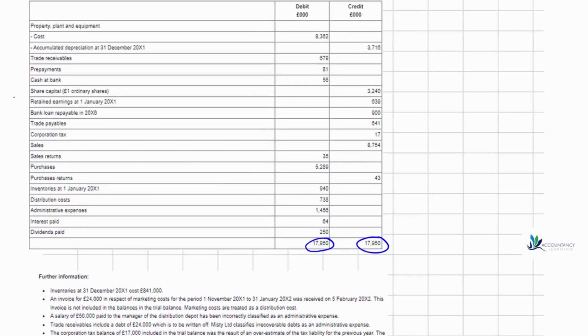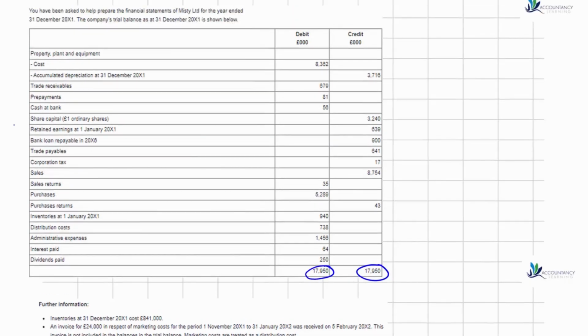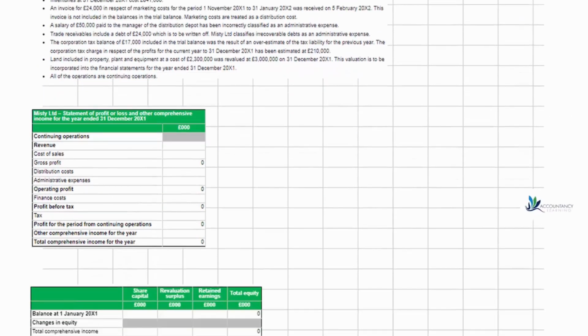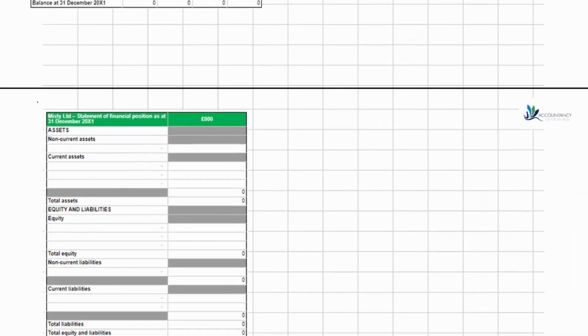So let's work our way down the trial balance and put these numbers somewhere into our answer. It could be that they will appear either in the final financial statements or it may appear in one of the workings, but we need to make sure that the number appears somewhere. So the first number we have is property, plant and equipment for cost. So that's going to appear in our statement of financial position. Let's have a look at the table they've given us.